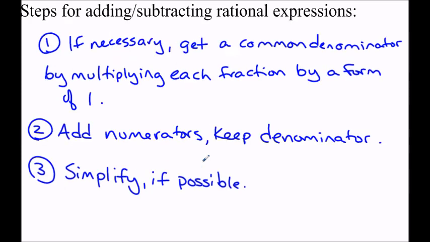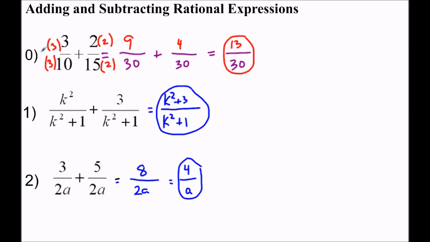I'd like you to jot down these steps in your notes. These are the steps for adding and subtracting rational expressions. We need to get a common denominator if necessary. Okay, and we always multiply each fraction by what we call a form of 1. What I mean by that is, right, what we've got right here. 3 over 3 is 1. 2 over 2 is 1. So I'm not changing the value of it. I'm just changing it into something that is equivalent, but represented with a different denominator.